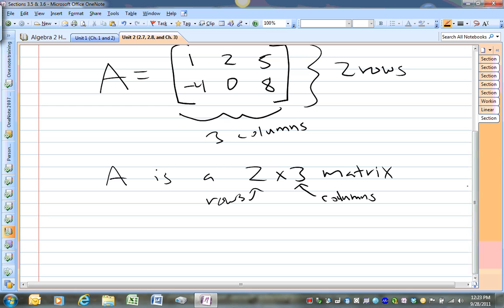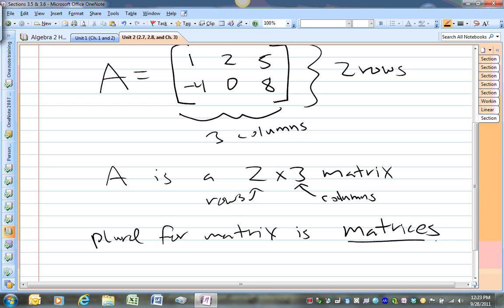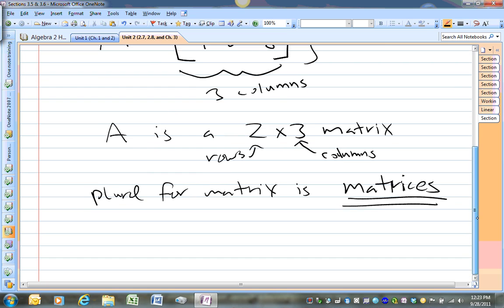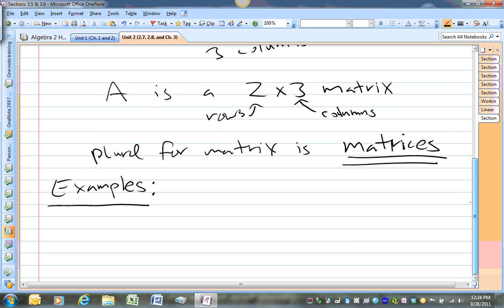Let's try some examples that deal with the matrix. And by the way, the plural for matrix is matrices. Matrices is how you say it in plural form. Okay, so now let's try an example. It's pretty simple. The math is not hard at all.